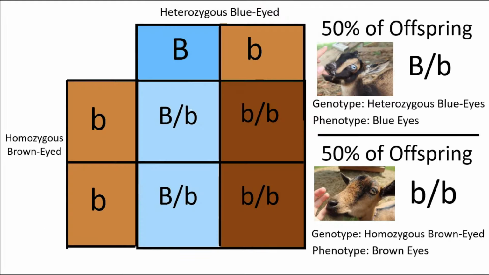The second pairing is a heterozygous blue-eyed goat bred to a homozygous brown-eyed goat. This pairing is similar to flipping a coin. 50% of the offspring should be heterozygous for blue eyes, meaning they have a phenotype of blue eyes and a genotype of capital B/lowercase b. And the remaining 50% should be homozygous for brown eyes, meaning they have a phenotype of brown eyes and their genotype is lowercase b/lowercase b. Keep in mind that this 50% does not necessarily split evenly within a litter.